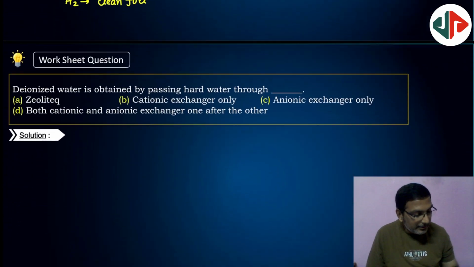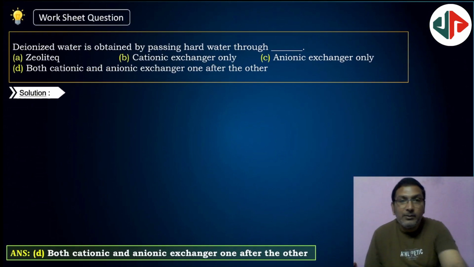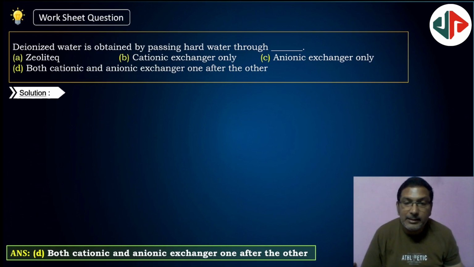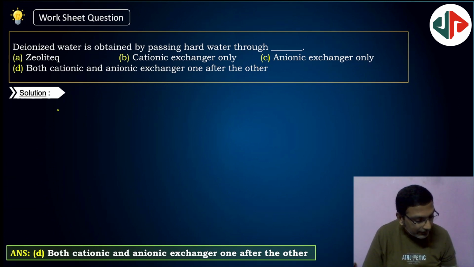Next. So worksheet questions, we will discuss worksheet questions one by one. Here first question. Deionized water, or it will be also known as demineralized water, is obtained by passing hard water through. Very important process.